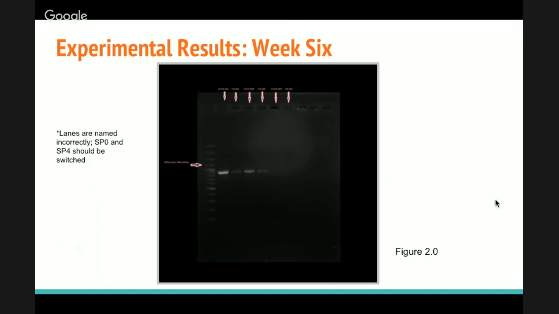The experimental results are our results from the agarose gel run, and the first lane is our KB DNA ladder, and then the second one is uncut SP1, cut SP1, uncut SP0, cut SP0, uncut SP4, and cut SP4. And here we have a little side note that says the lanes are named incorrectly. SP0 and SP4 should be switched. So these right here should go over here in the middle. And Imani will explain a little further our results in the discussion.